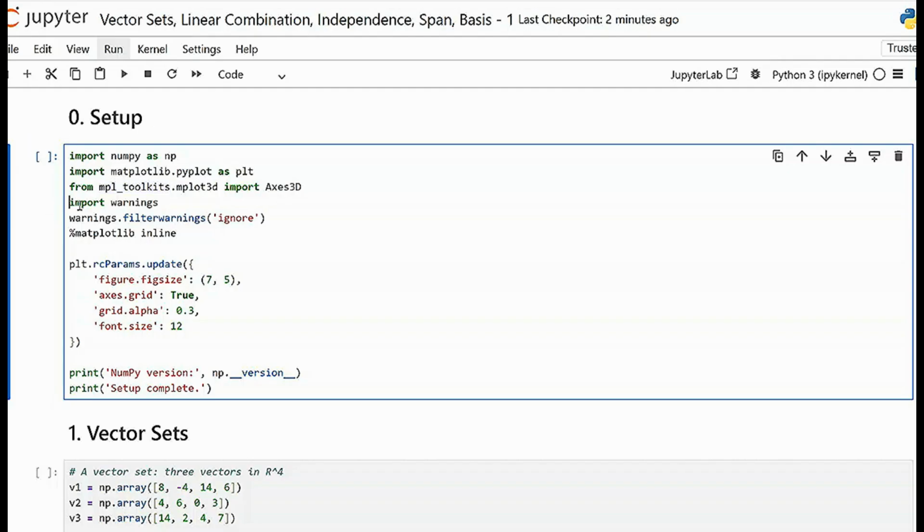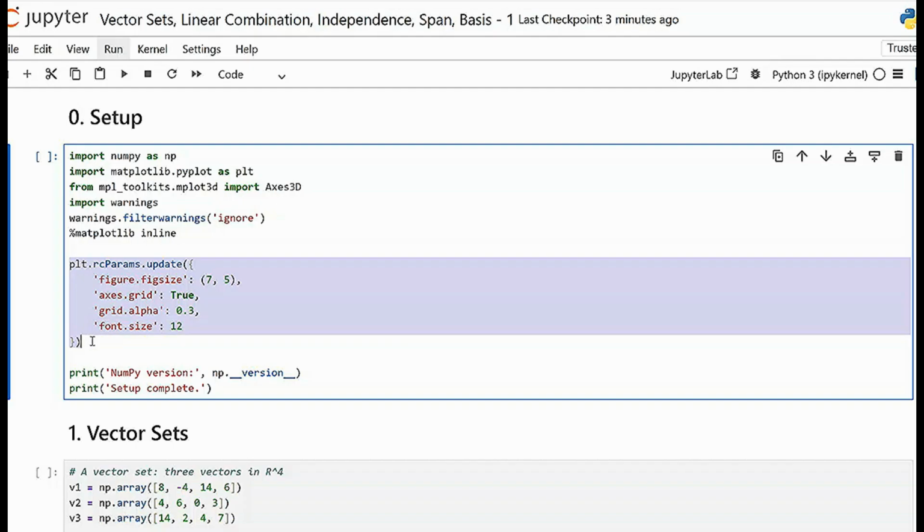Next, we have included warnings. Dear friends, this imports Python's built-in warnings module, which allows control over warning messages generated during execution, and this suppresses all warning messages. So it ensures a cleaner output by preventing non-critical warnings from being displayed. And dear friends, of course, you all know this one, matplotlib inline. This is a Jupyter Notebook magic command. It ensures that all plots generated by matplotlib are displayed inline within the notebook rather than in a separate window. And here I have given the exact code.